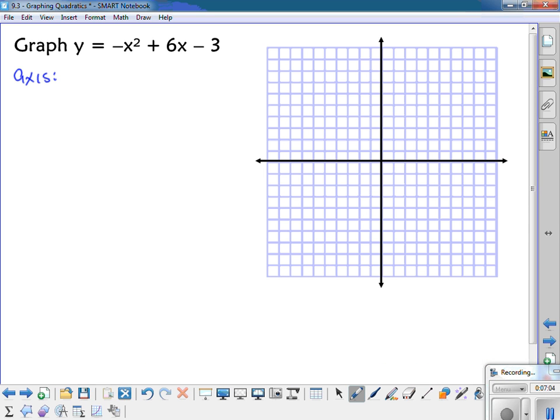So I've got x equals negative b over 2 times negative 1. And so that's negative 6 over negative 2, so I get x equals 3. All right, it's really important that you graph that line, because if you don't, you might use something else as your mirror, okay? Make sure you graph the axis.